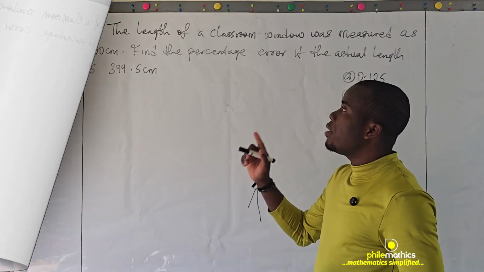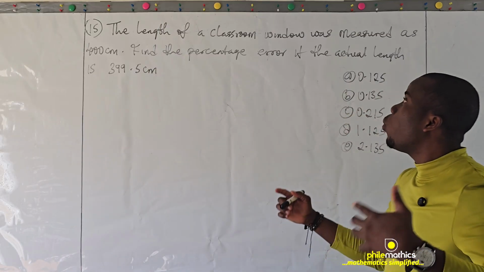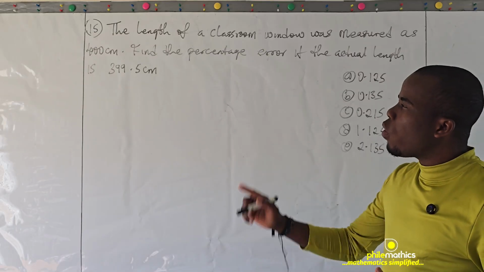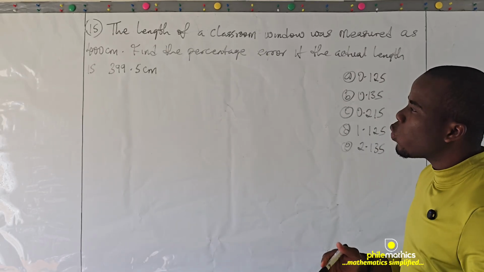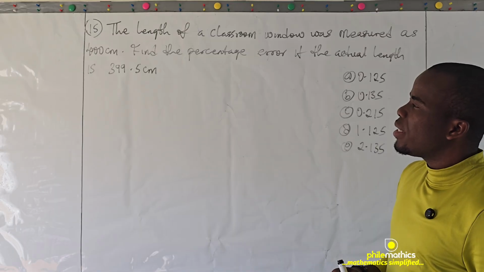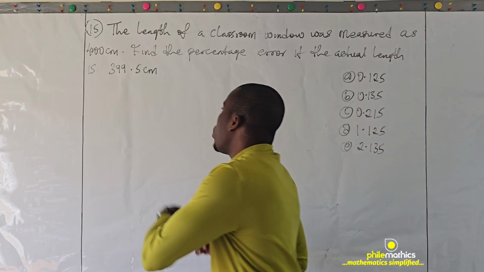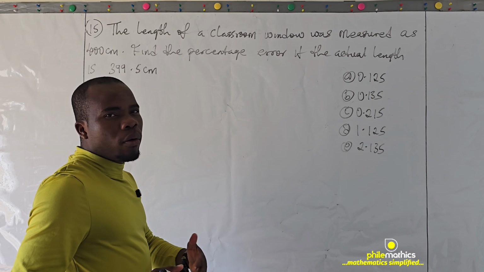The length of a classroom window was measured as 400 cm. Find the percentage error if the actual length is 399.5. So you want to recall the formula for percentage error.